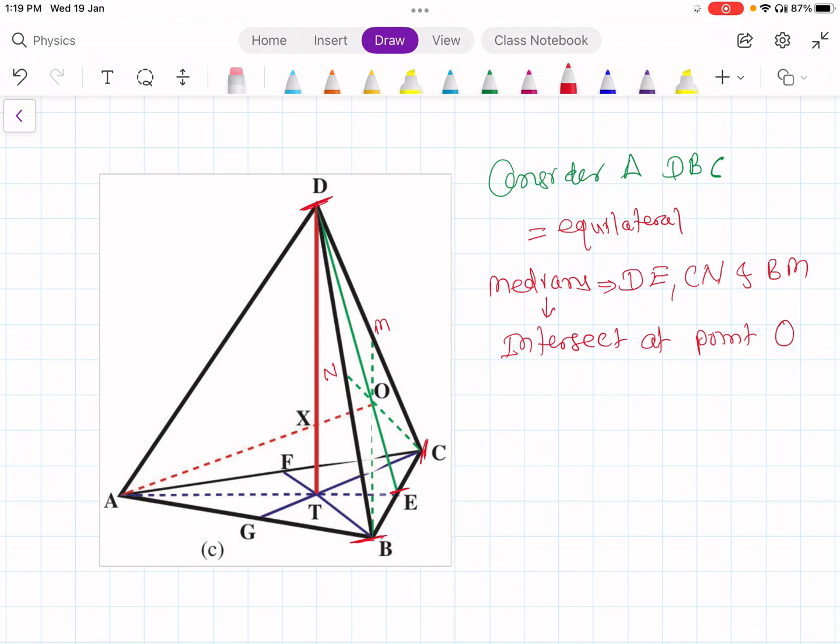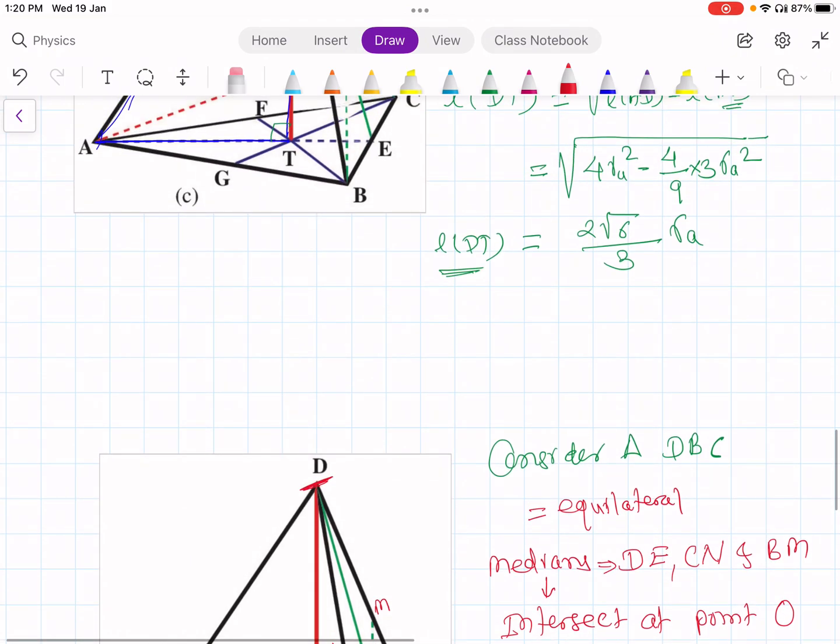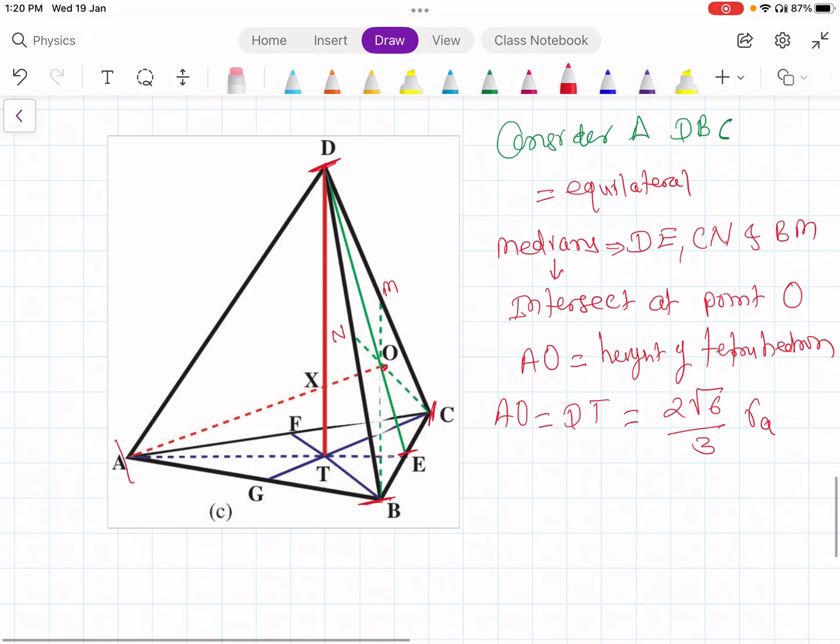So you can see in the diagram, it's AO. What is AO? In this diagram, this A and this point O. This AO is also the height of the tetrahedron. It means AO is equal to DT, and we already know the height of the tetrahedron is nothing but 2 root 6 by 3 RA. We have calculated DT over here, 2 root 6 by 3 RA.